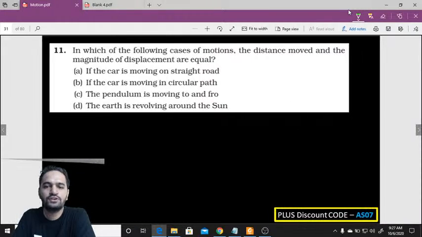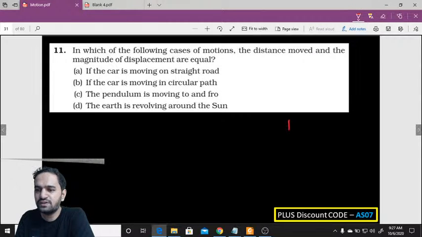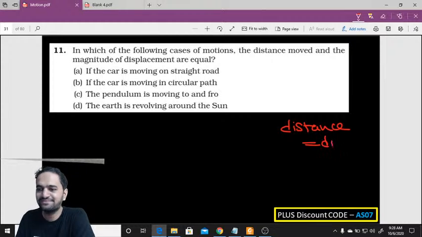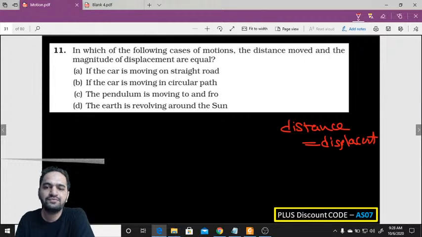Now, let us move to question number 11. In question number 11, they are saying, in which of the following cases of motions, the distance moved and the magnitude of displacement are equal? They are asking you to identify a situation where distance is equal to displacement. Can you please find out?